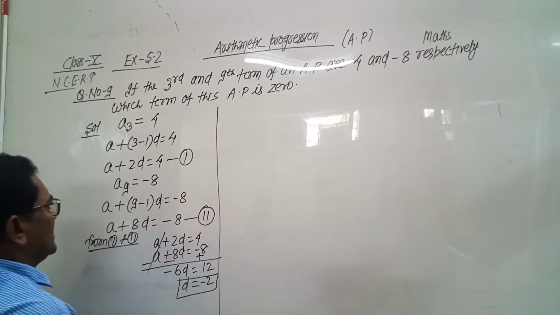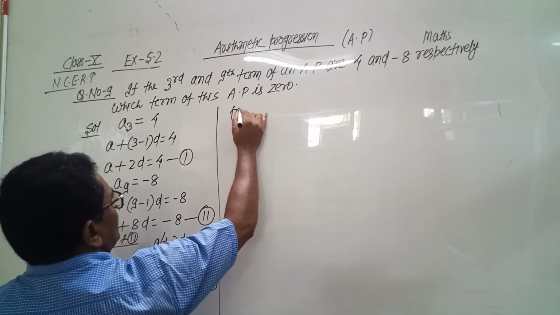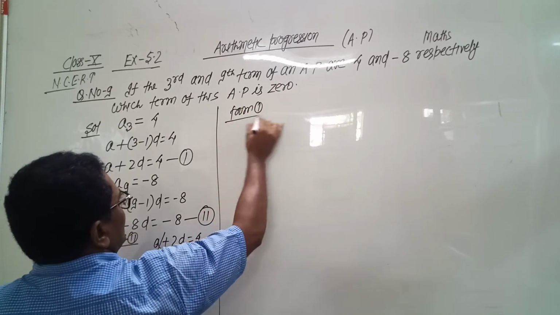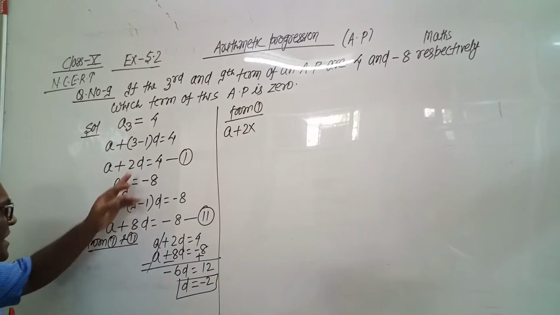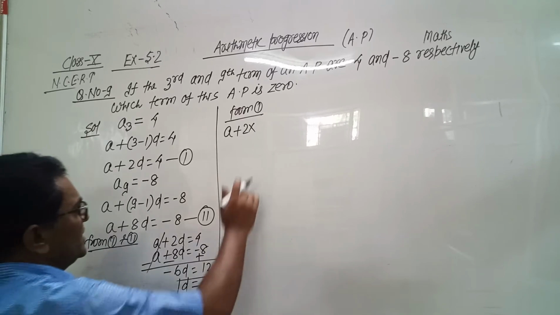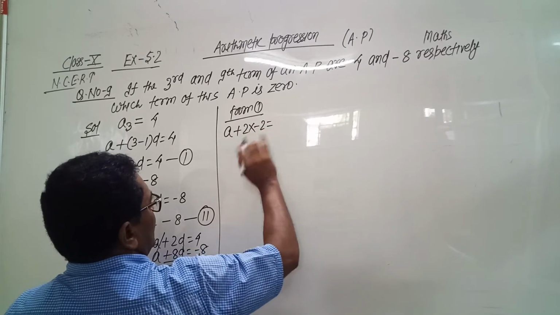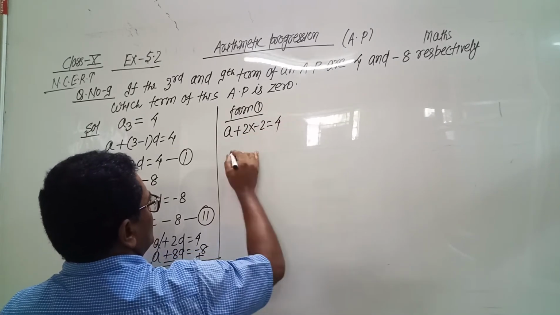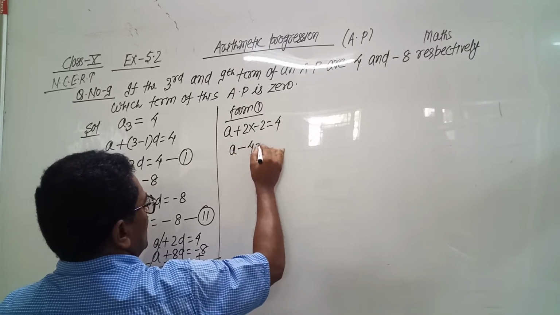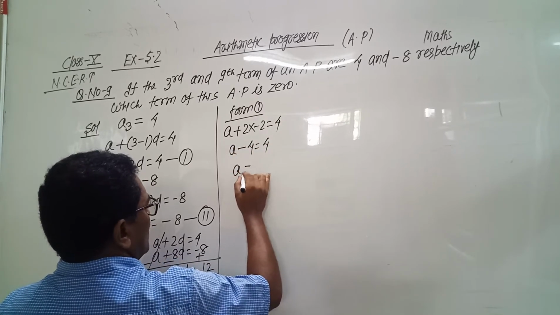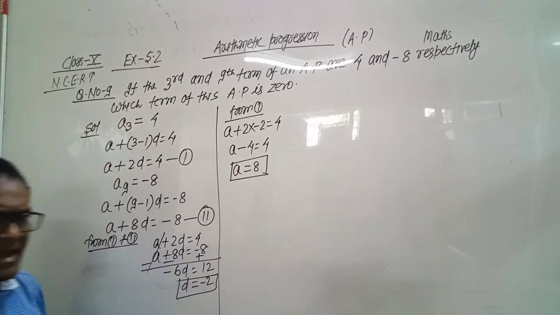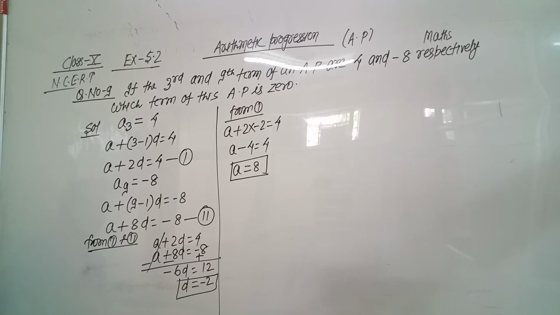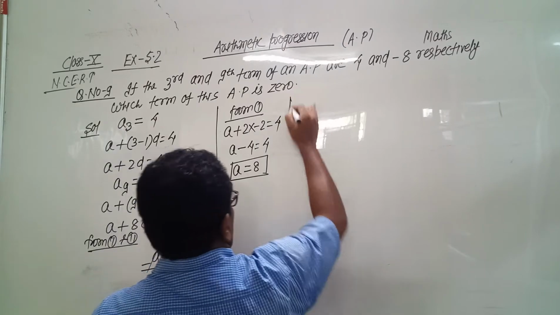Now put the value of D in the first equation. So from first, A plus 2D equals 4 and the value of D is minus 2. So A plus 2 into minus 2 equals 4, A minus 4 equals 4, and the value of A comes to be 8. So we get the value of A and D. We have to find which term of this AP is 0.